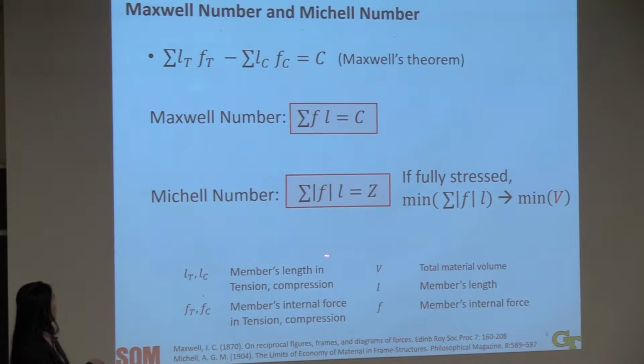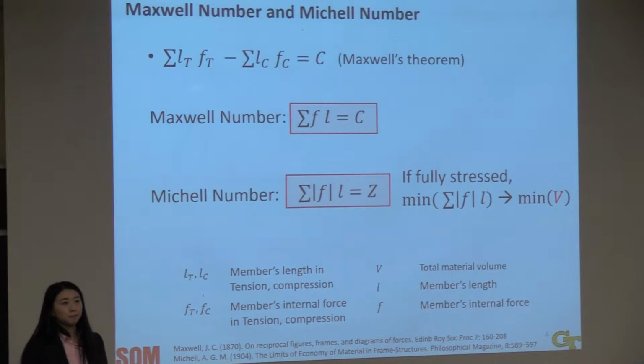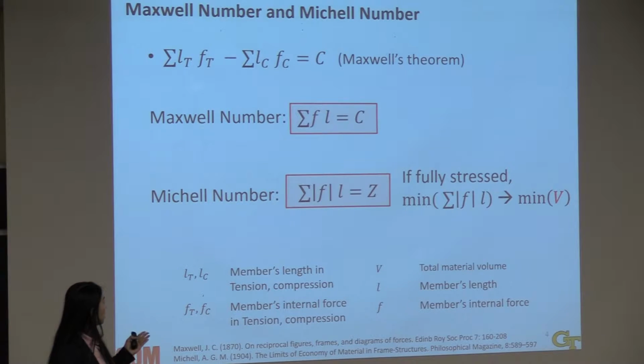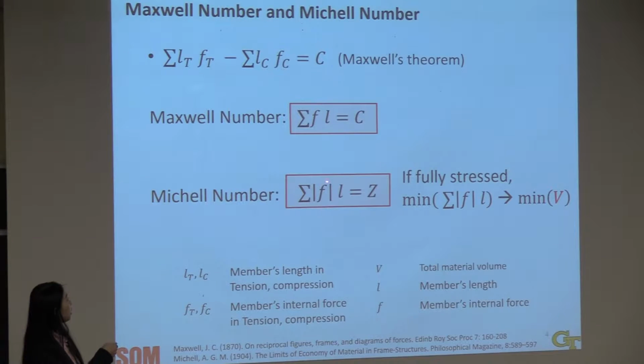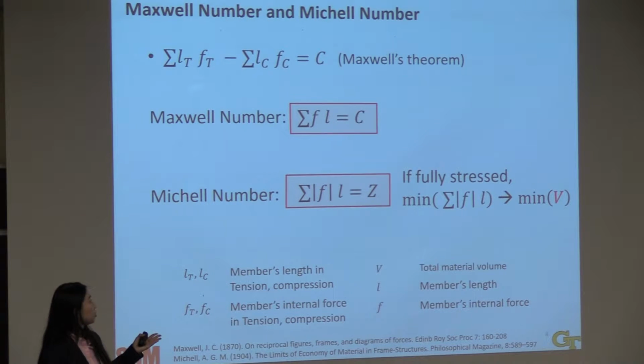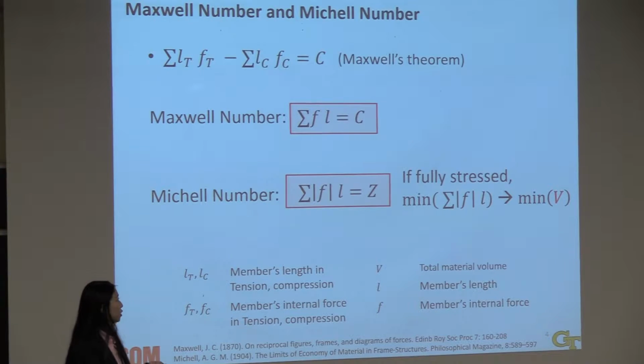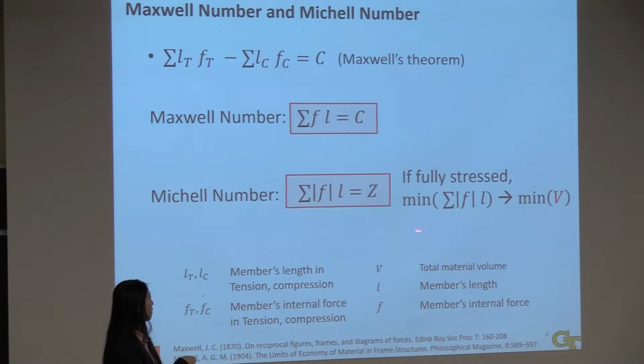Next, let's take a look at Michell's number. What is Michell's number? The difference between Michell's number and the Maxwell number is that here we take an absolute value. We only have the absolute value of the internal force of a truss. So this value is not a constant. If the structure is fully stressed, then we can show that this Michell number has a very close relation with the volume of that structure. So minimizing Michell's number is the same as minimizing the volume of that structure.